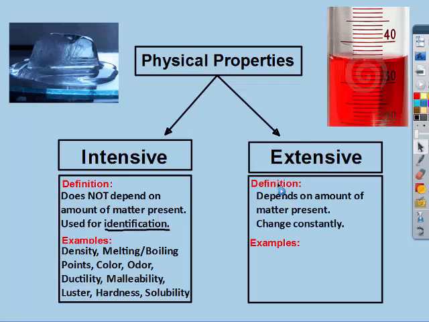Extensive depends on the amount of matter present. So it's always changing. We cannot use extensive to identify something. This would be like our mass, the volume, the length, how much heat is given off. All of those are extensive. Some examples would be mass, volume, length, the temperature at which something is currently at.